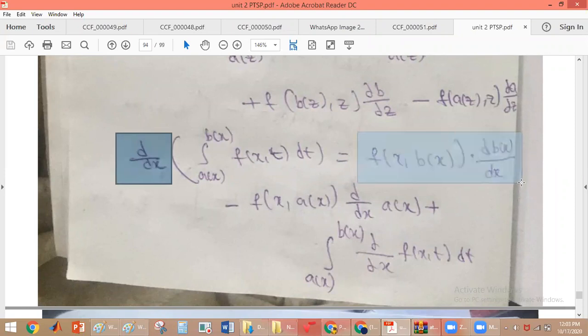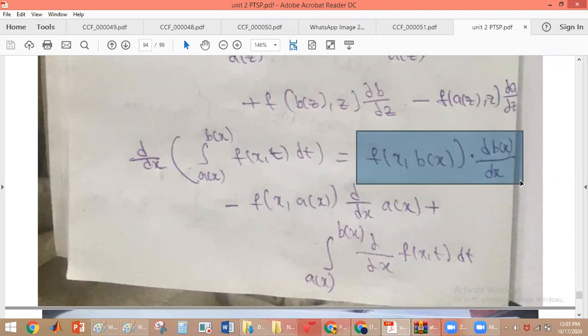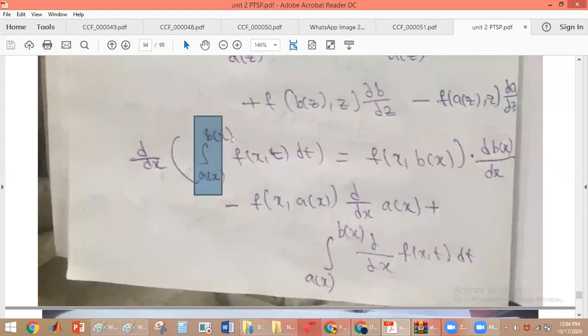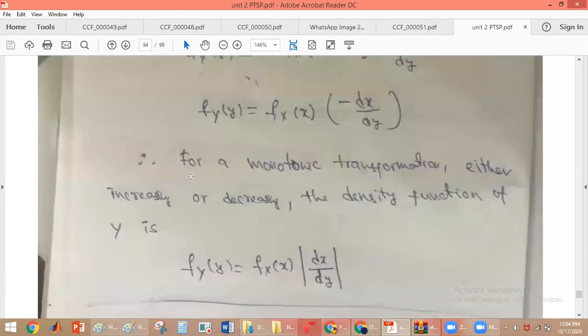That is the first term we get. In the first term, we substitute the upper limit and differentiate the upper limit with respect to x. For the second term, with a minus, substitute the lower limit in the function and differentiate the lower limit with respect to x. Plus, next we get the same integral, but with partial differentiation of the function: integral from a of x to b of x of dou by dou x of f of x comma t dt.